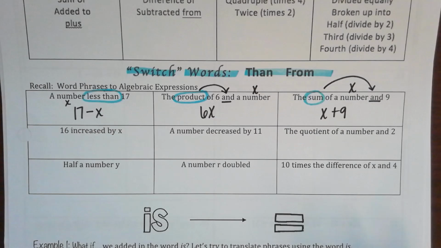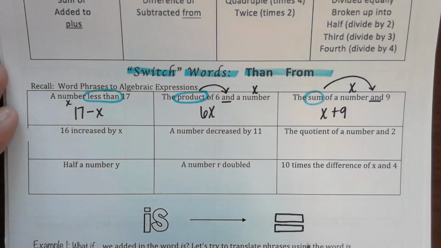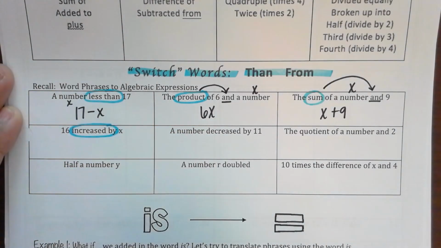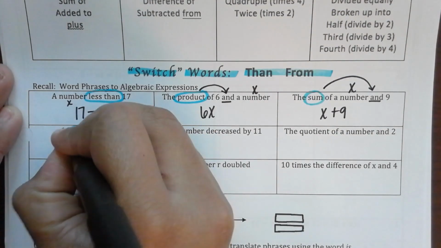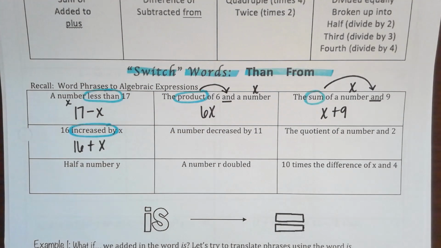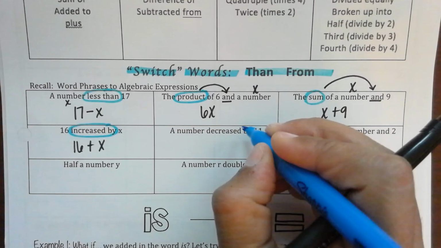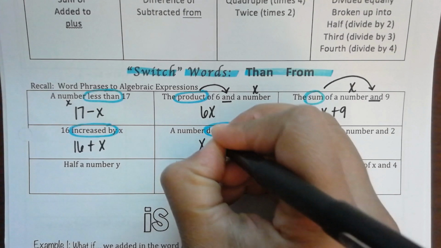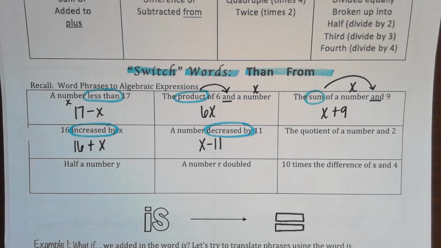16 increased by X. What's the operational phrase here? Increased by. So how would I write this? Absolutely. Any questions there? A number decreased by 11. Absolutely. Because it does not have a from or a than, so we're not flipping anything. It's staying exactly as it was written.